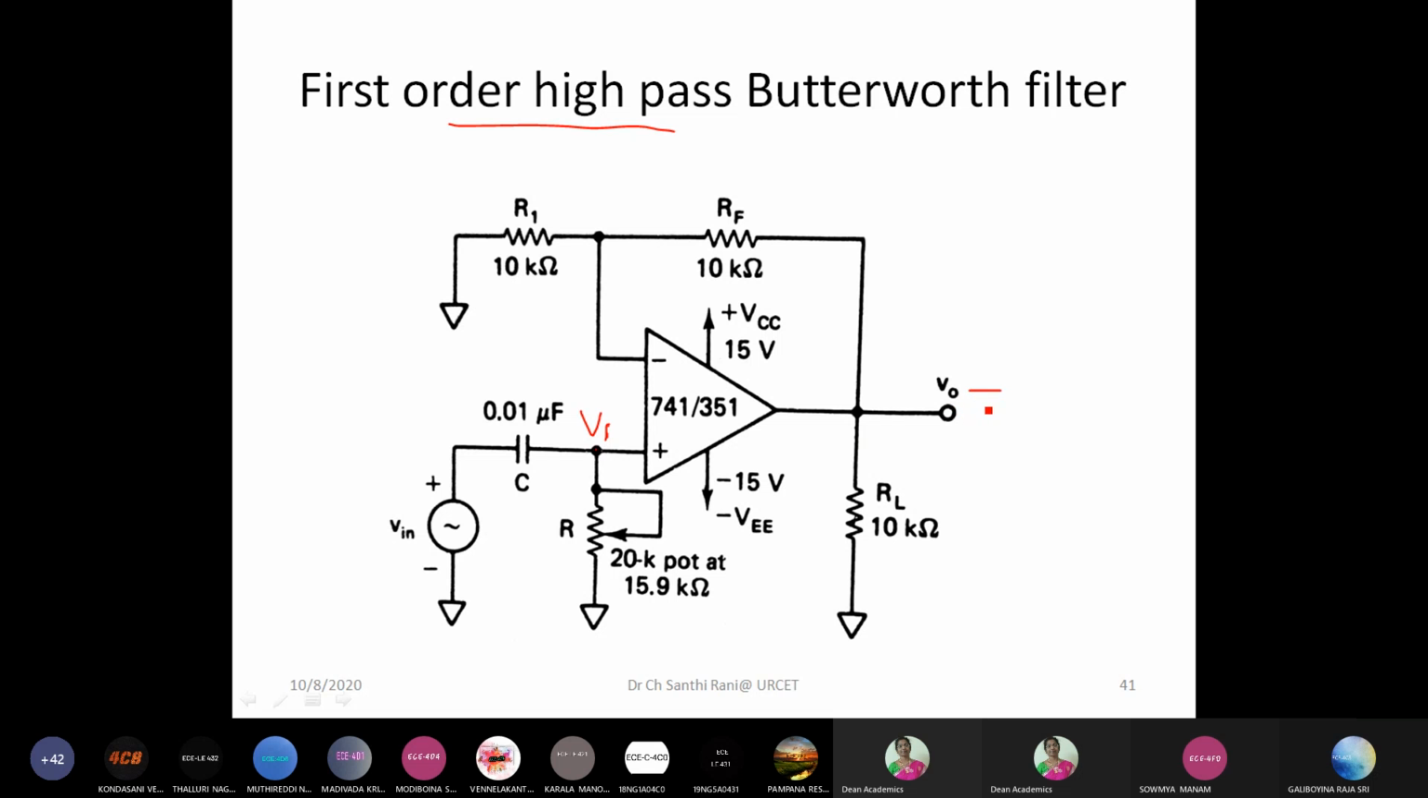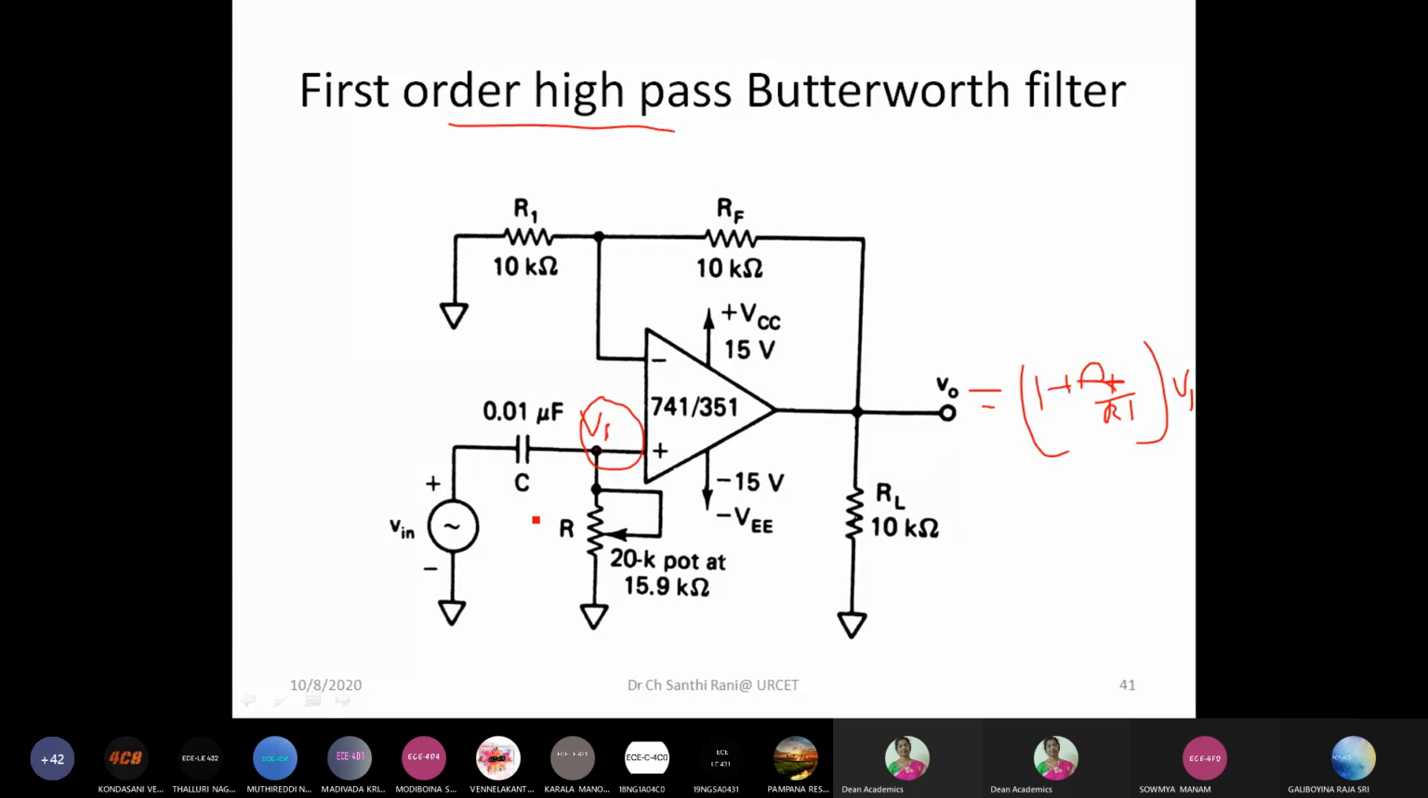V0 is equal to 1 plus RF by R1 into V, whether you want to write it as V in or V1 or whatever you want, that term you write here. So now our aim is to calculate V1. Earlier the capacitor was here, the resistor was there. Now the resistor is here, the capacitor is there.